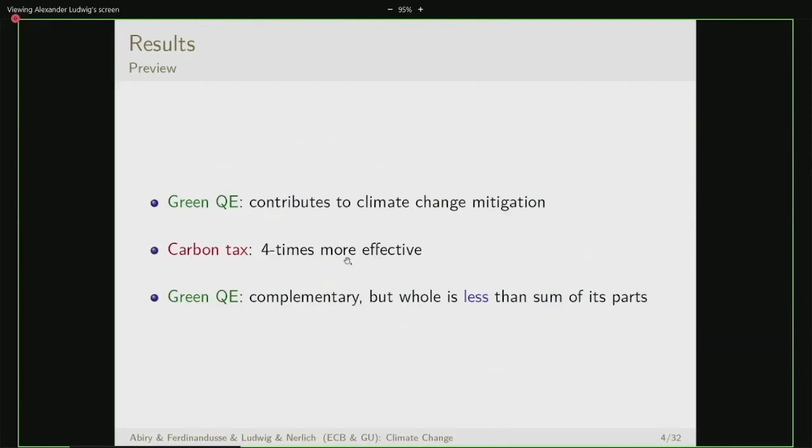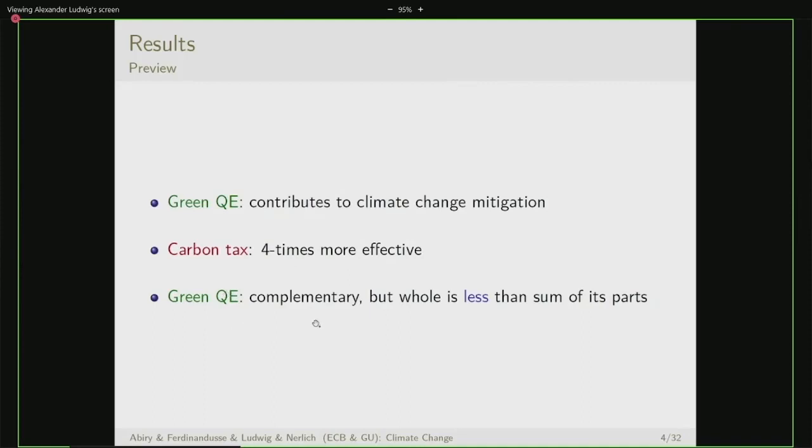So our main finding is that green QE contributes to climate change mitigation because of the imperfect crowding out. However, the carbon tax in our baseline calibration, within the setup of our model, gives relatively strong power to green QE; it is about 4 times more effective.